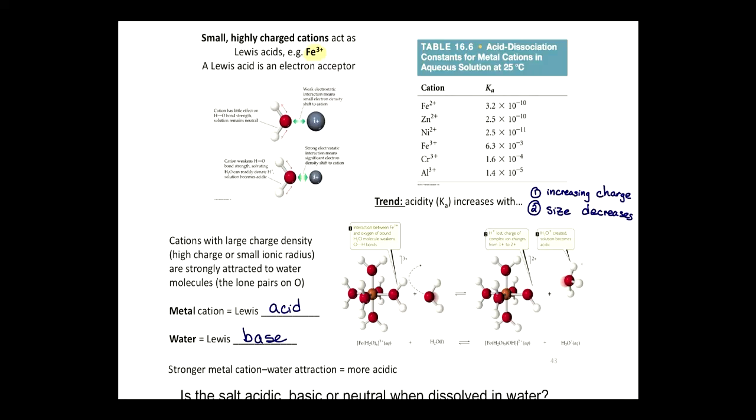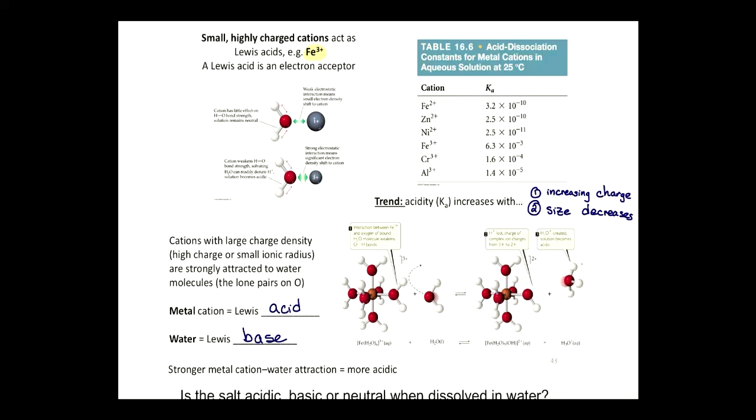So Lewis acids and bases, what are we focusing on? Are we focusing on protons? Nope, we're focusing on electrons. Yes, so Lewis bases donate electrons. Lewis acids accept electrons. So notice iron 3+ is a good Lewis acid. The reason is because it's highly charged. It's very, very positively charged. Electrons are very attracted to positively charged things.